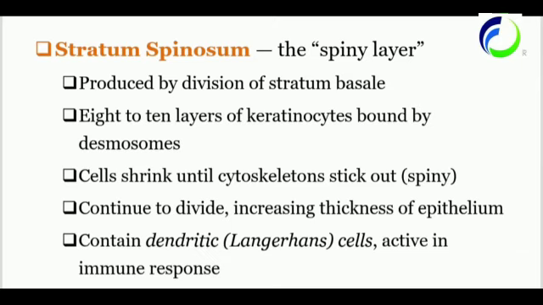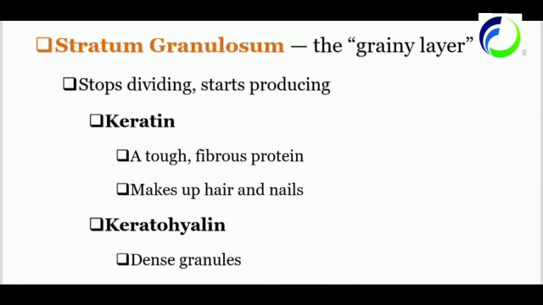These cells are produced by division of stratum basale, and it has 8 to 10 layers of keratinocytes which are bound by desmosomes. And these cells continue to divide, increasing the thickness of the epithelium. And it contains dendritic cells, also called Langerhans cells, which are active in immune response.